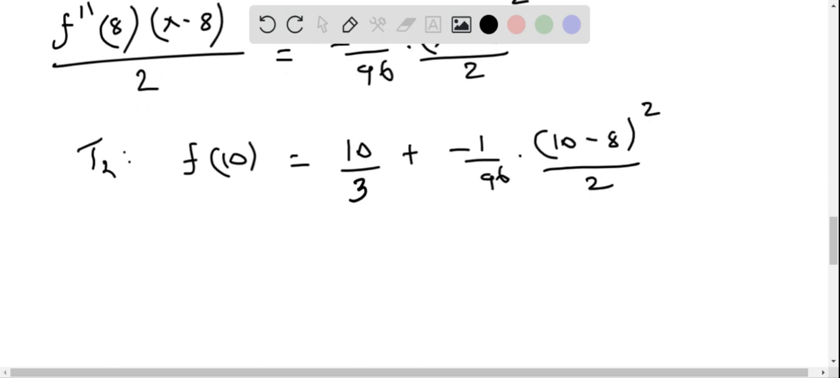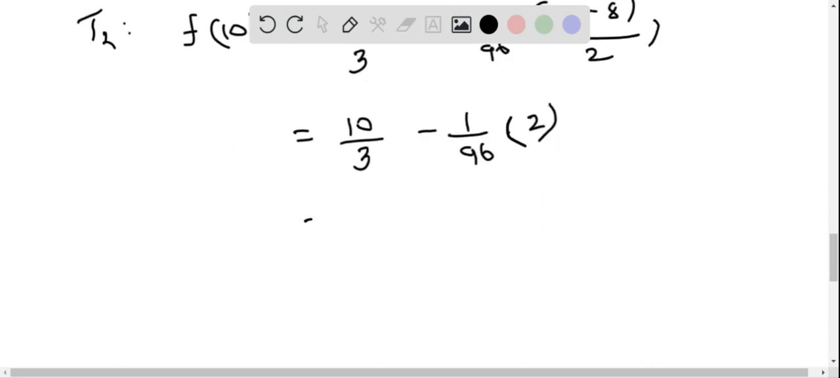So we just have to simplify this. This is equal to 10 by 3 minus 1 by 96 times of 10 minus 8, which is 2. 2 square is 4. So then we divide 4 by 2, we get 2. So we can either plug this in or we can simplify this. I can reduce this as 48. So this is 1 by 48.